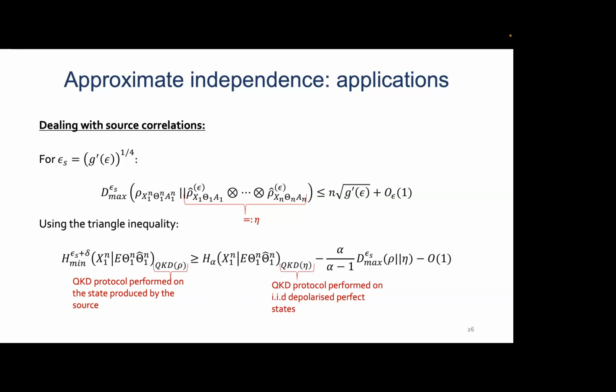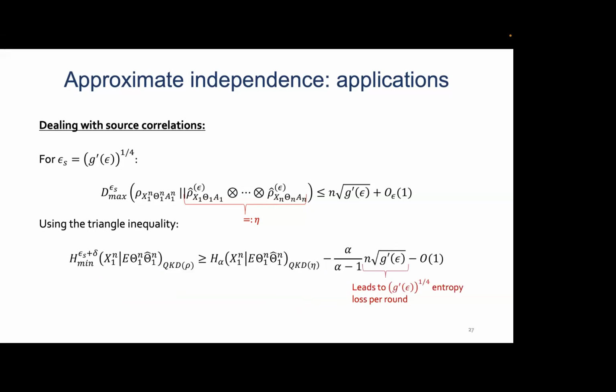is produced by the QKD protocol being applied to a source which produces these states. And because these are just the perfect states with some IID noise applied to them, it's fairly easy to use the existing QKD techniques to bound this term linearly. So that's great. And the smooth Dmax term is again just going to contribute something small that leads to a small entropy loss per round.